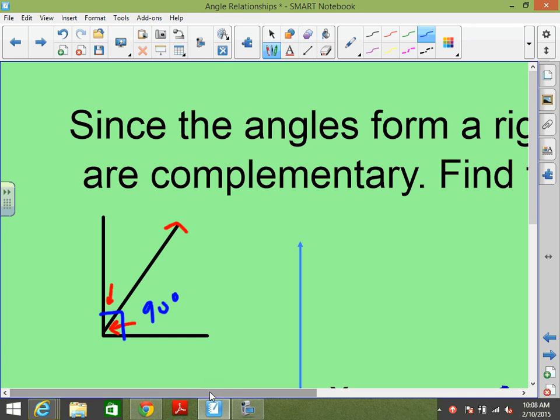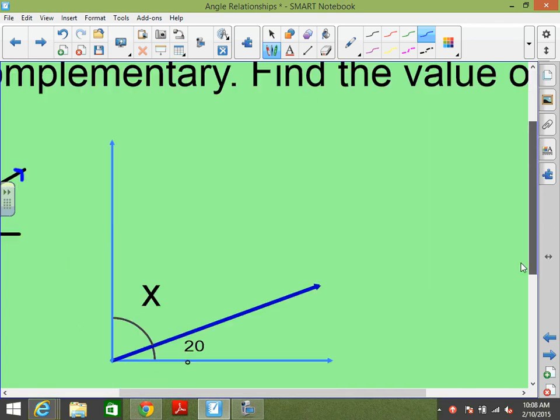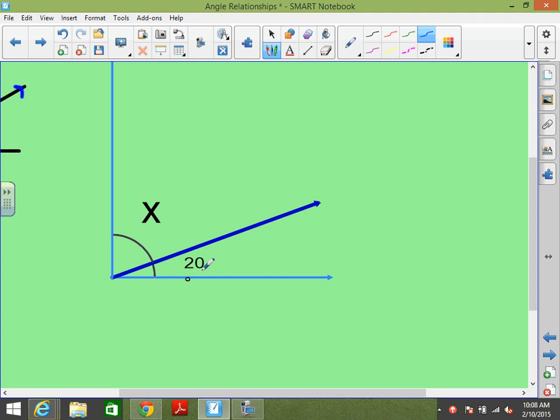Okay. So, and I can make this as complicated as I want. I can keep adding lines in here and split that up as many times as I want to. So let's look here. If this one's 20, how much is this one then? No, sir. If this one's 20, good try. How much is this one? What? Why is it 70? They have to add up to 90. We're not doing supplementary anymore. That was a straight line. I moved to a right angle.